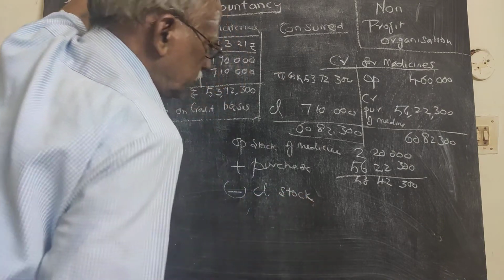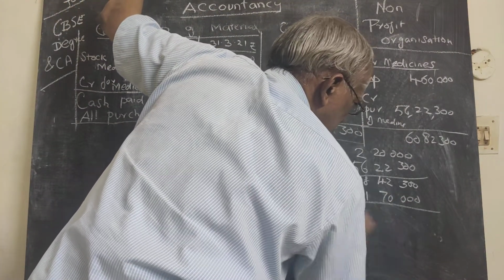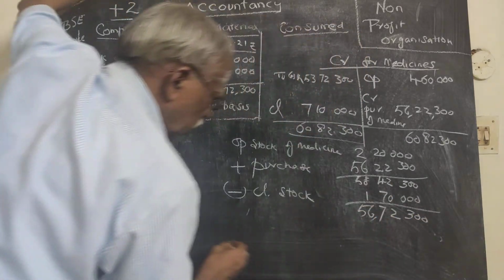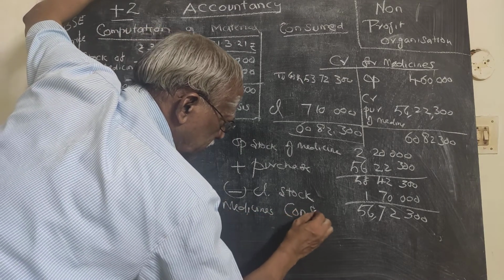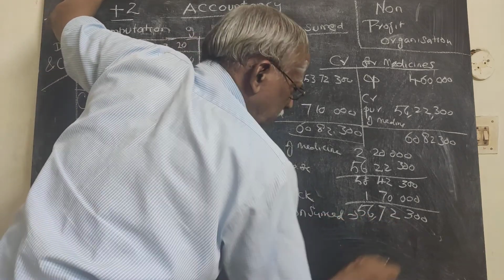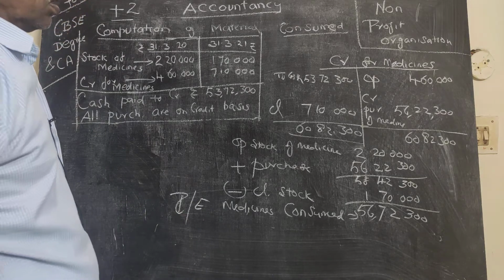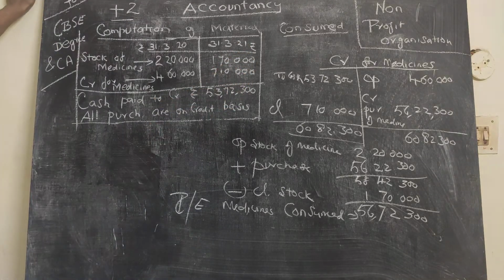So the stock remains. How much remains? 1,70,000. Therefore, the remaining medicines were used during this year. So, medicines consumed during the year will come in the income and expenditure account. And in the balance sheet, closing stock will appear and creditors also will appear. So, the first problem I have explained how to compute the material consumed. Now, let me go to the next example.